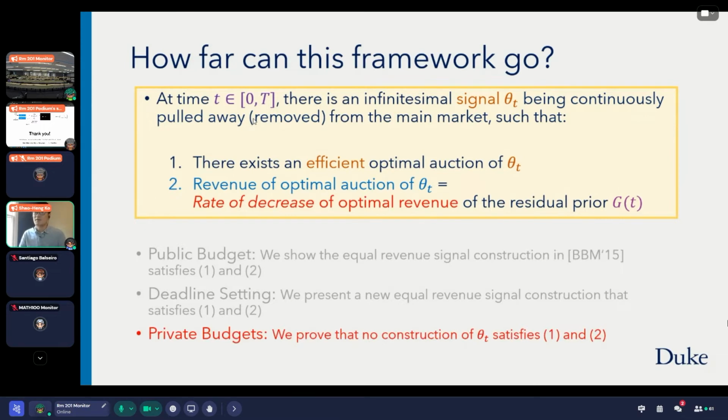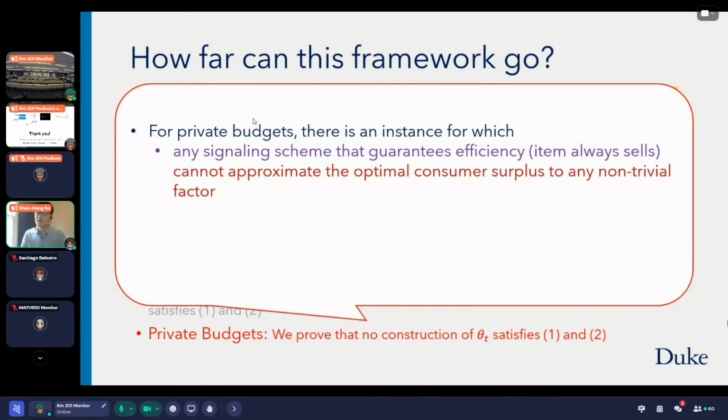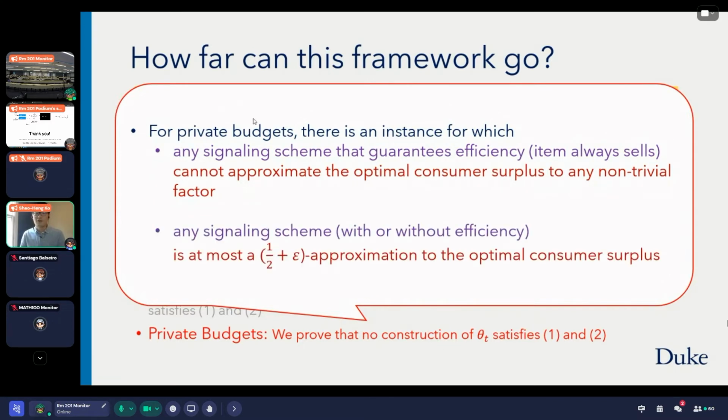But it turns out, although one can still do the lower envelope and create the equal revenue signals on that, they just don't satisfy the efficiency property anymore in the private budget setting. And actually, the optimal auctions for those signals are no longer just posted prices, so we lost the efficiency property. In general, we prove that for certain instances, no signaling scheme that guarantees efficiency can approximate the optimal consumer surplus to any non-trivial factor. And even if we sacrifice efficiency, the best we can do is still just roughly a half approximation of the optimal consumer surplus.